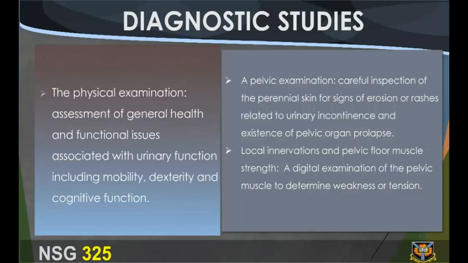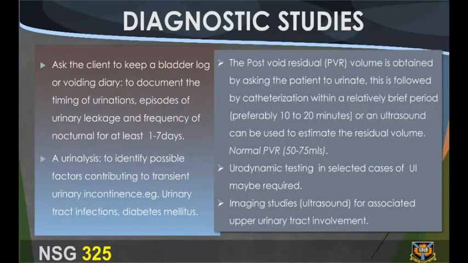Careful inspection of the perineal skin for signs of erosion or rashes related to urinary incontinence and existence of pelvic organ prolapse. Local innervation and pelvic floor muscle strength. A digital examination of the pelvic muscle to determine weakness or tension. Ask the client to keep a bladder log or voiding diary to document the timing of urinations, episodes of urinary leakage, and frequency of nocturia for at least 1 to 7 days.